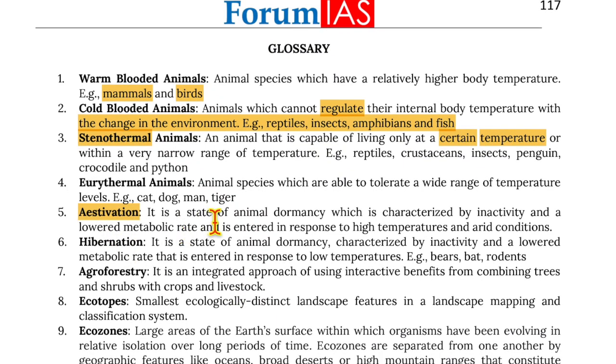Estivation is a state of animal dormancy which is characterized by inactivity and a lowered metabolic rate and is entered in response to high temperatures and arid conditions. Hibernation is a state of animal dormancy characterized by inactivity and a lowered metabolic rate that is entered in response to low temperatures. Examples: bear, bats, rodents.